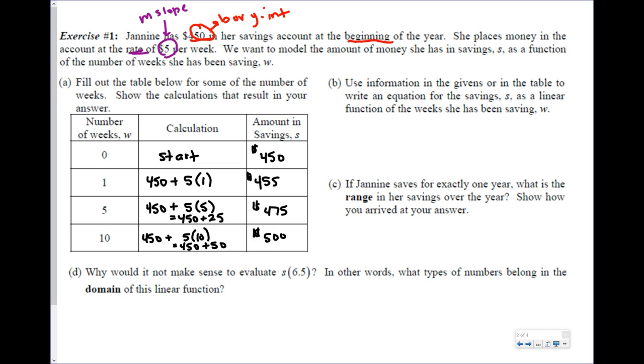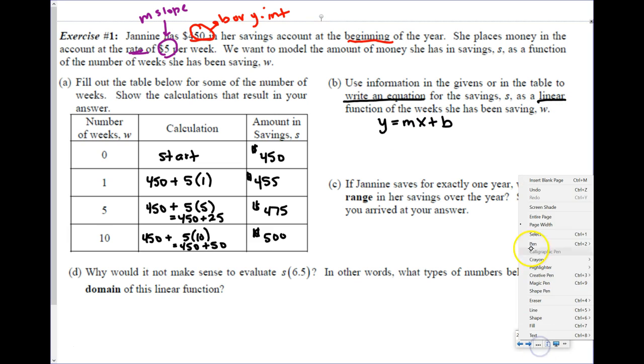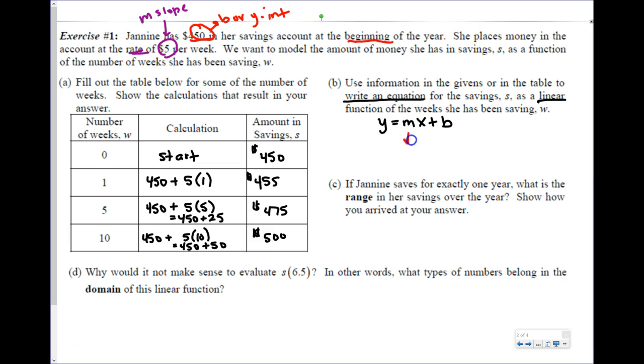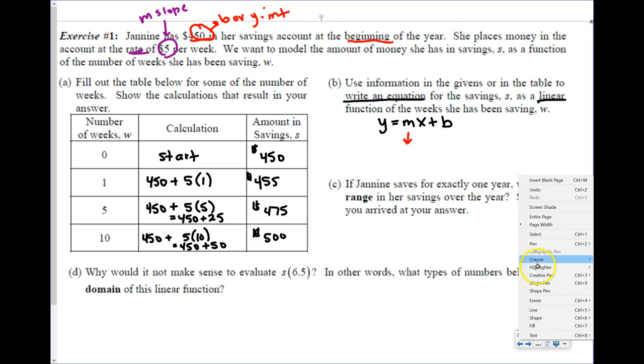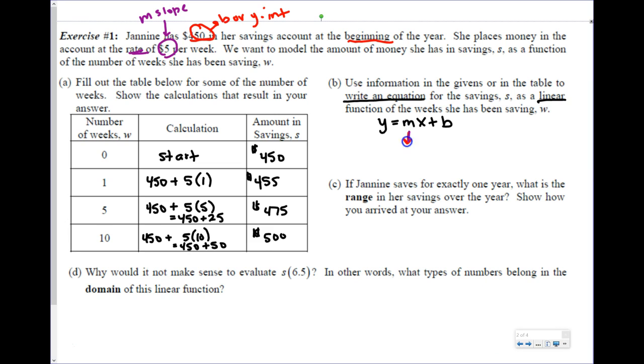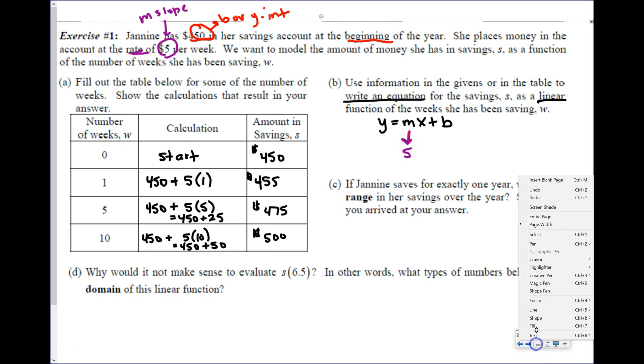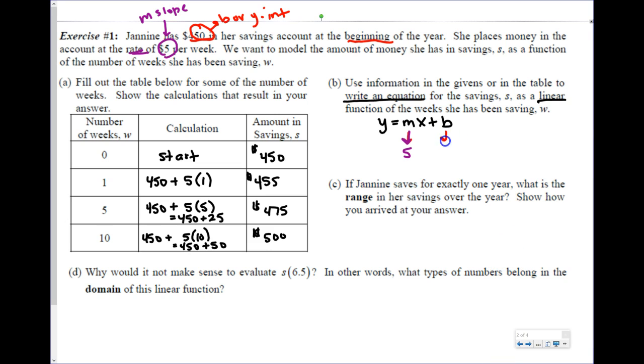Okay. Letter B, use the information in the given or in the table to write an equation. So this wants us to write an equation. Well, I know my equation has to be in this form, y equals mx plus b, because the problem says that it's linear. So I'm going to take my slope, which I found out from here. My slope is the same thing as my rate, which is 5. And my y-intercept is b, which is 450.